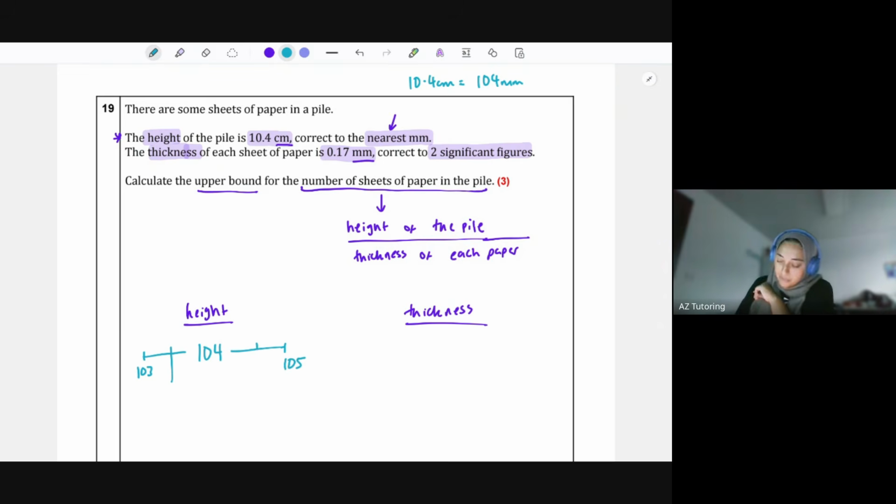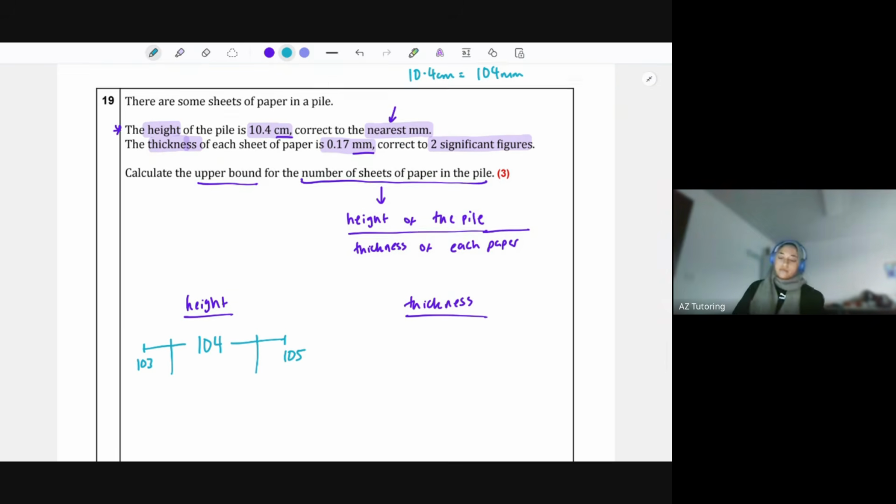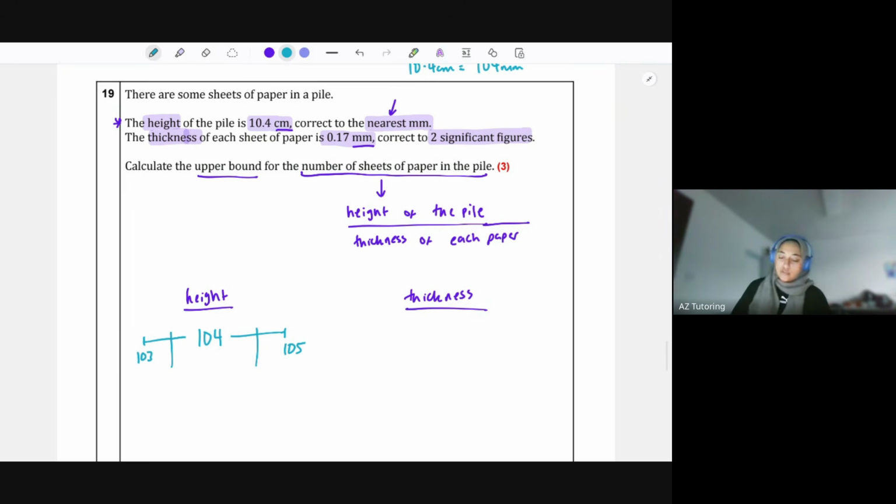They're not my bounds. My bounds are what's in between these. So what number's in between 103 and 104? That's 103.5. And what number's in between 104 and 105? That's 104.5. If you can't spot that, you can just add the numbers, so 103, add 104, and divide it by 2, if you can't spot what's in the middle of both of them. Okay, so we've got our lower bound and our upper bound for height.